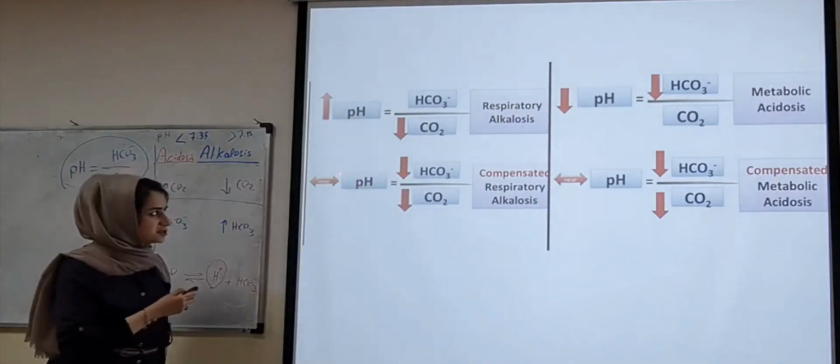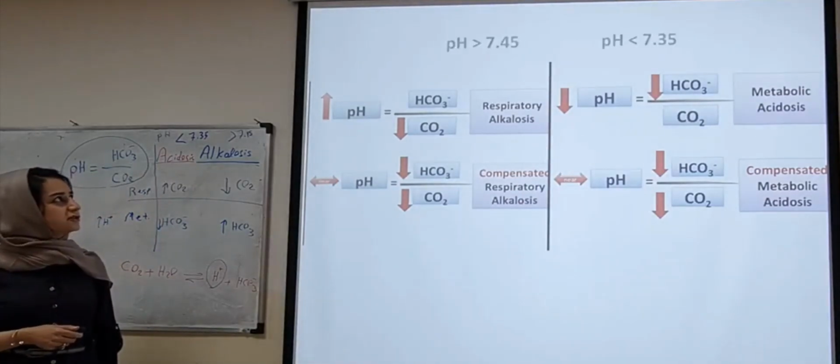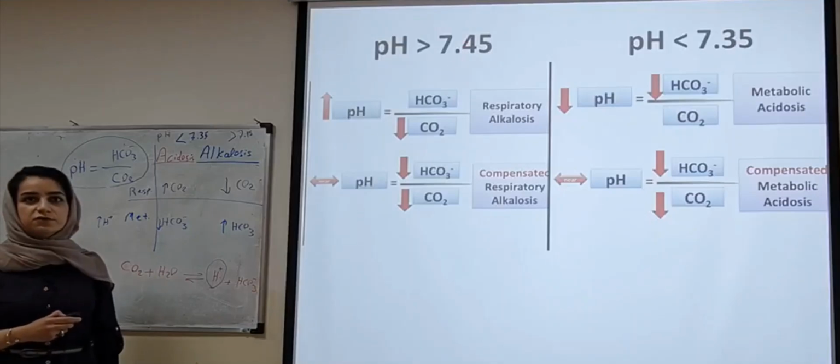We say pH near normal. If the pH is near normal, it is easy. We will look at the pH. If it is more than 7.45, so it is alkalosis.